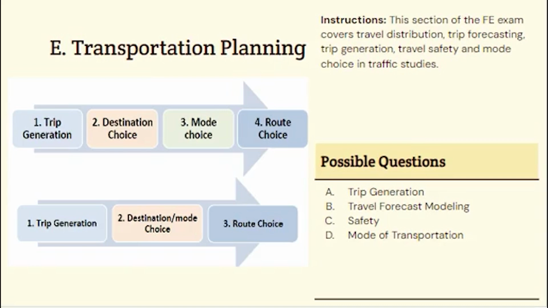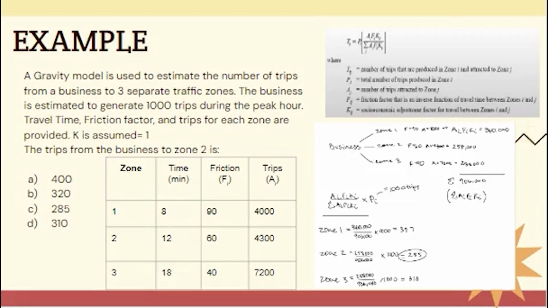Like the example we have here, this is going to consist of the gravity model, which is going to be used to compute trip generation in a location. This example uses the gravity model and utilizes the number of trips attracted, friction factors, and total trips produced from the zone in order to calculate trip generation produced from the zone.